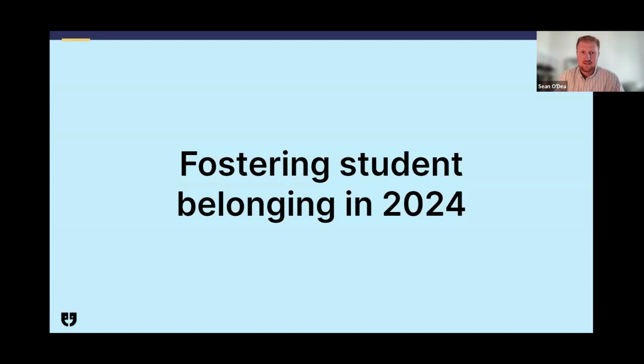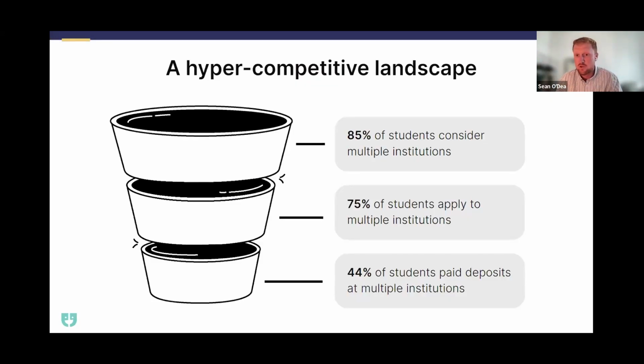Brilliant. Yeah, no, thanks, Oliver. And yeah, really excited to share some of the latest research that Unibuddy has been doing into student belonging and how you can be supporting that in 2024. So yeah, our latest research was looking at how students want to interact with higher education teams and the role that student confidence plays along their enrollment journey.